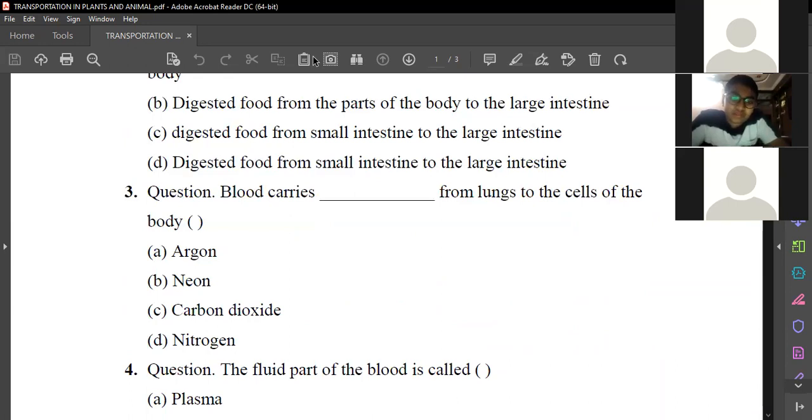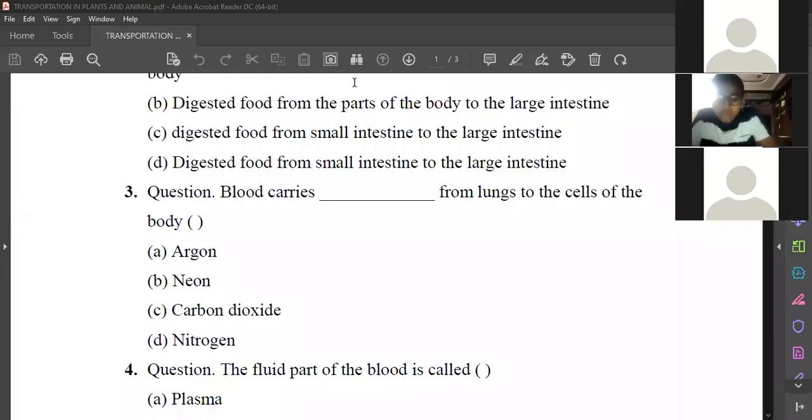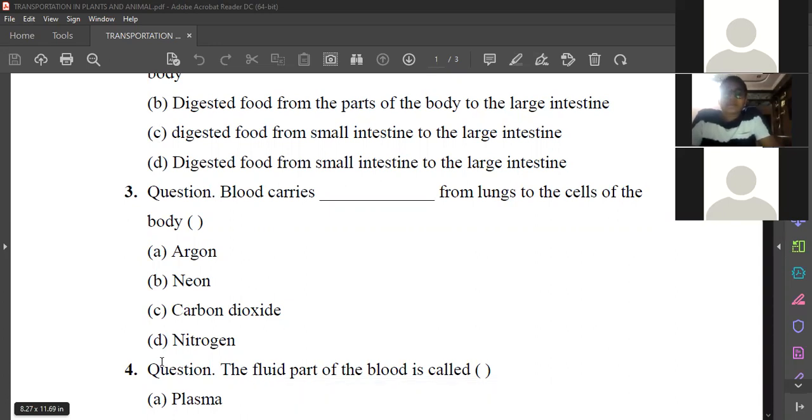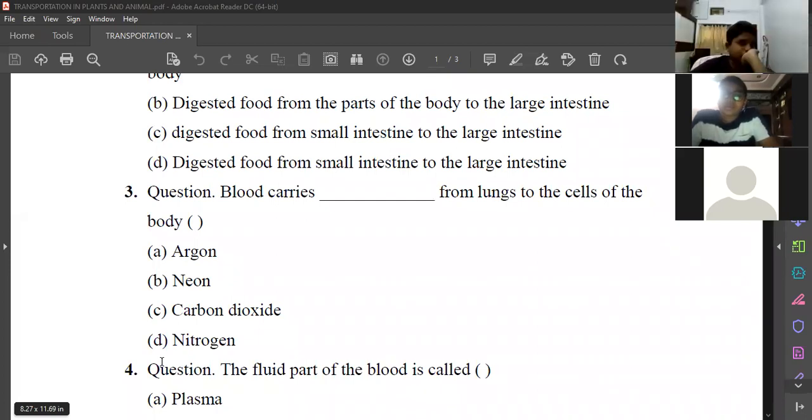Next one we'll give to Gohit. What is the answer for the third one? Sir, C. The question: blood carries dash from lungs to the cells of the body. So what is the answer, Gohit? Sir, the answer is C, carbon dioxide. Blood carries dash from lungs to the cells of the body.